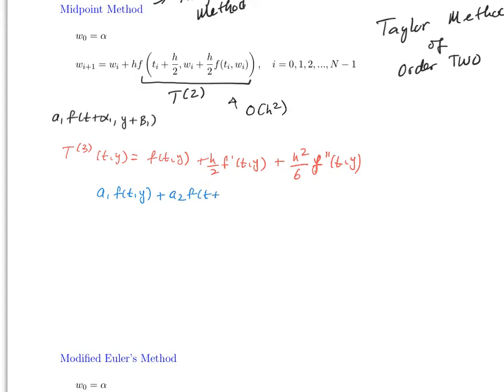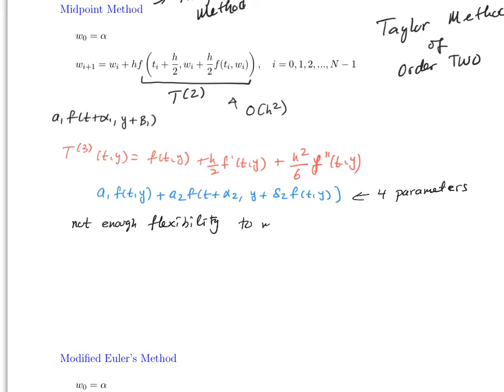t plus alpha 2, y plus delta 2, f of t y. So this will require 4 parameters, but even with these 4 parameters, you don't have enough flexibility to approximate or to match the term.